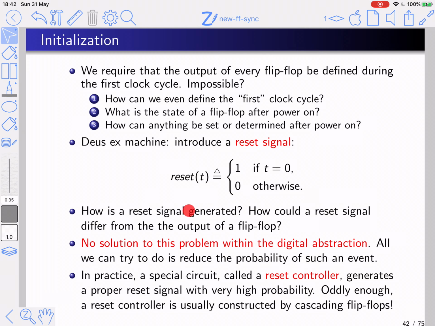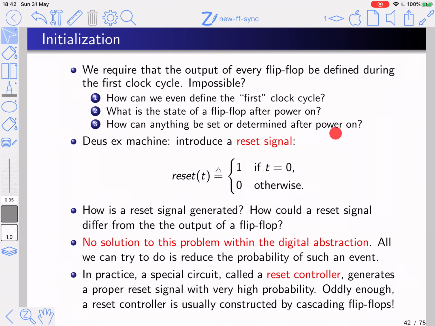Okay, but who generates the reset signal? How does a reset signal differ from the output of a flip-flop? I just said that upon power up, I cannot determine the output of a flip-flop. So how can I make sure that I have a reset that equals 1 only in the first cycle, and after that becomes 0? So you see, I have run into a vicious cycle in my argumentation, and in fact there's no solution to this problem within the digital abstraction.